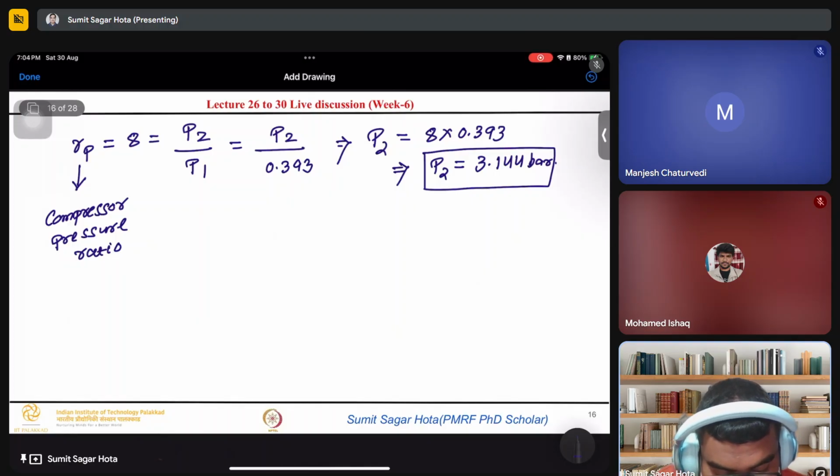So now P2 we have. Now let's find out T2. T2 also is not that straightforward. We cannot directly take the T2 by T1 ratio. Temperature and pressure relation we cannot directly apply.